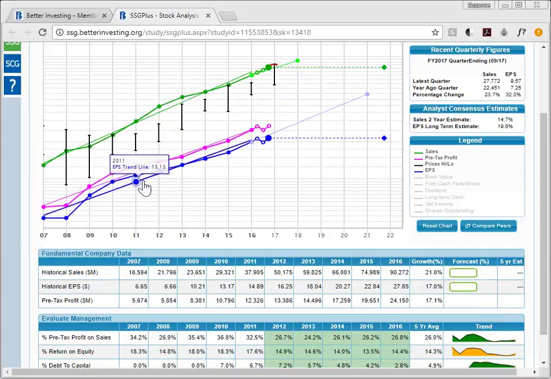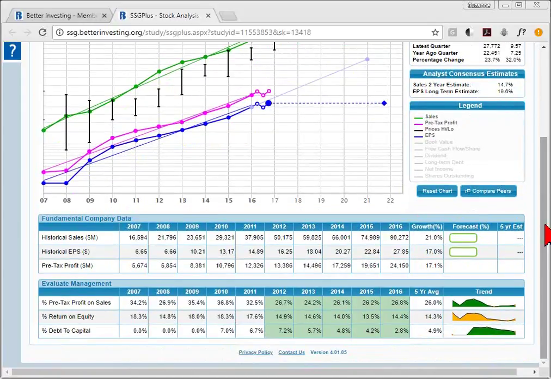The historical earnings has a line, and that historical earnings growth rate for all of those 10 data points is 17%. And pre-tax profit is very similar at 17.1%. Scrolling down a little bit further, we see some items related to evaluating management, and particularly, is there an indicator of how well of a job that they are doing?